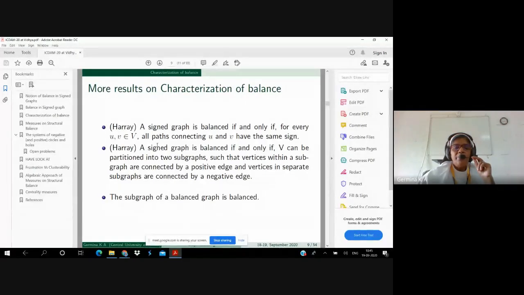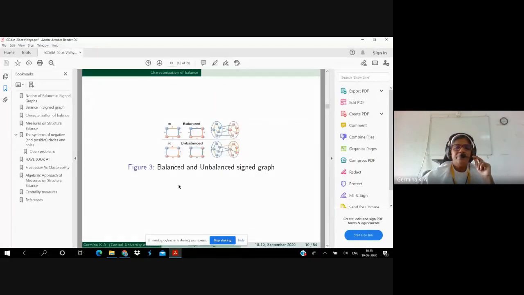So from this, we can definitely conclude that the subgraph of a balanced graph is always balanced. This is an example of some balanced and unbalanced graphs. This is a balanced graph in the sense that I take the product on the cycles here: positive, negative, negative, positive. The total product is positive, so it is balanced. This also: minus into plus is again positive. So these two cycle C4s are balanced.